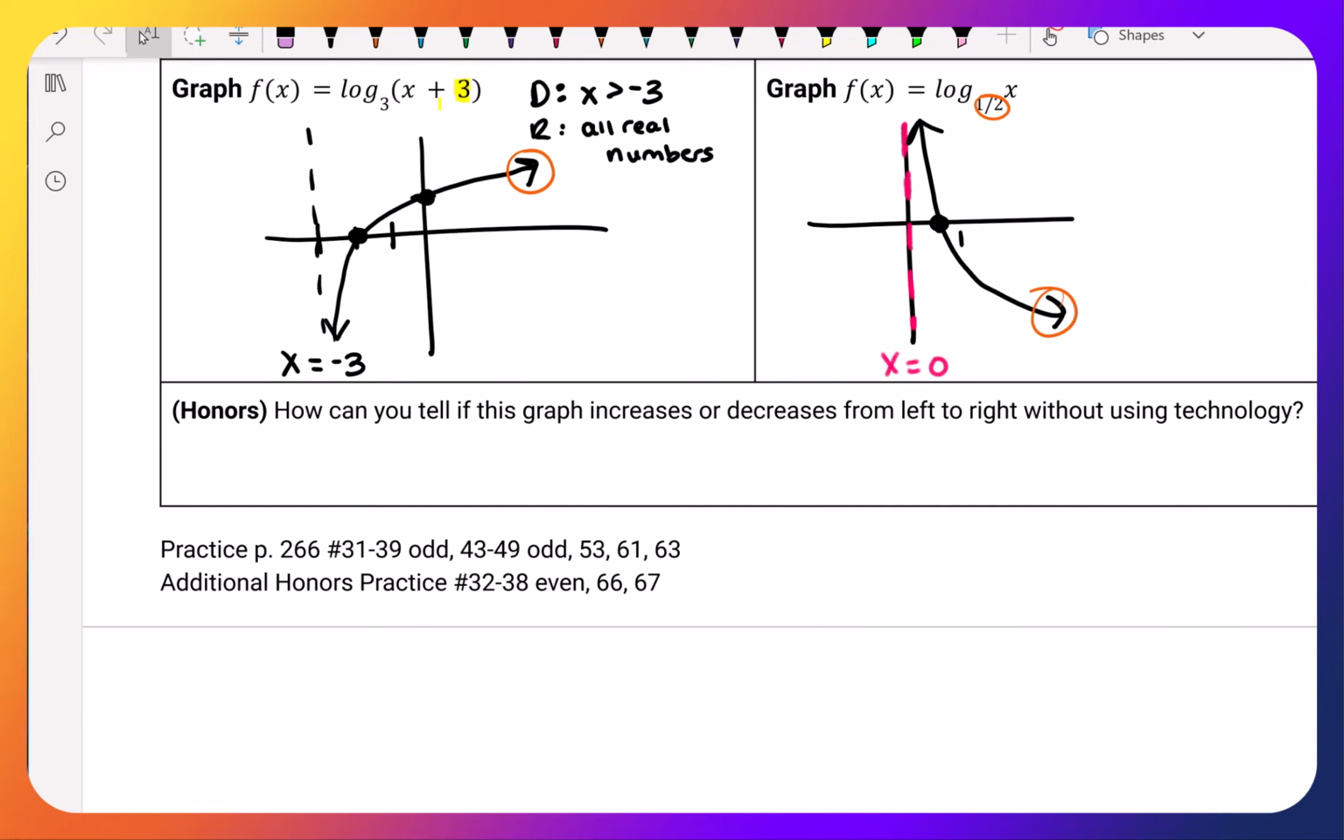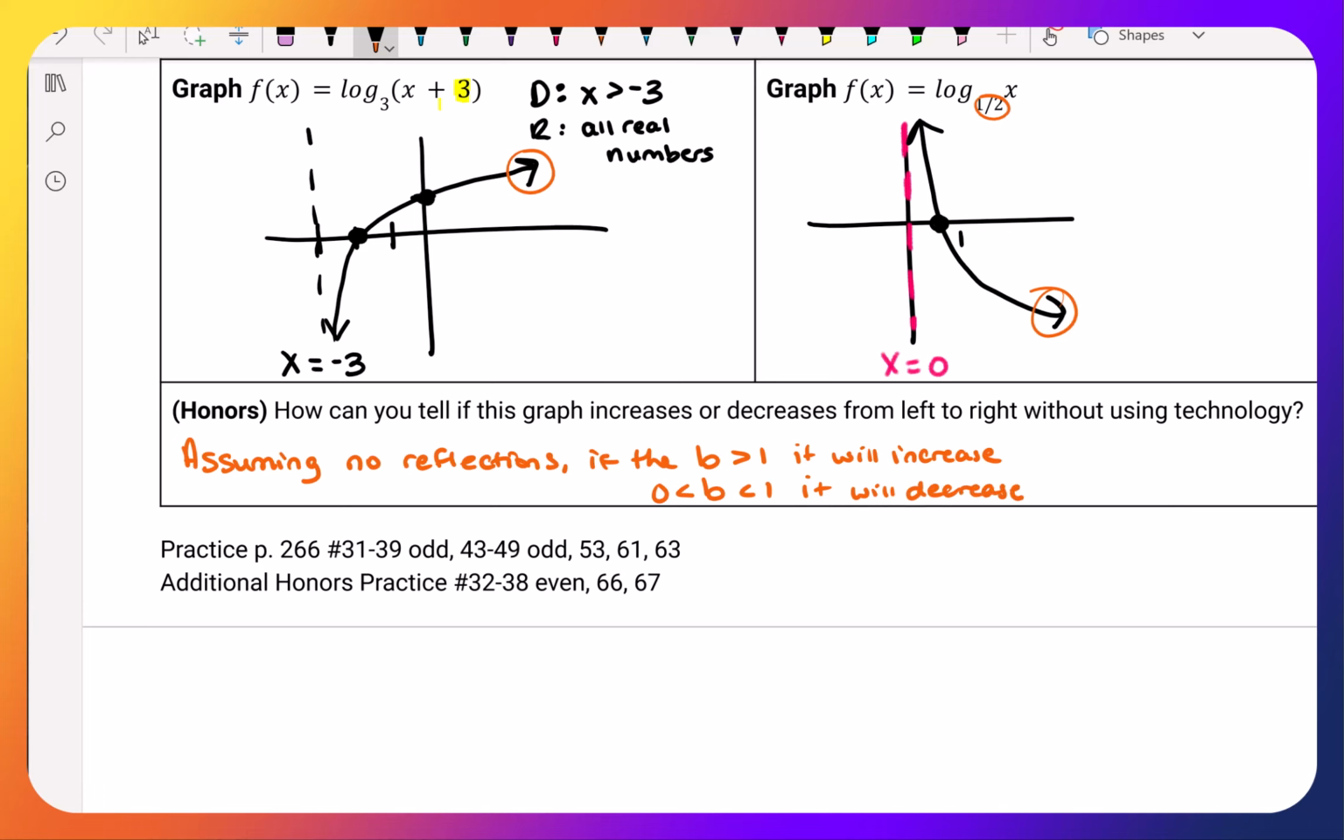So let's write that down. Oh, and I shouldn't say 0, it should say 1. So if the base is greater than 1, it will increase. And if the base is between 0 and 1, it will decrease. So very much like the exponential form of the same base.